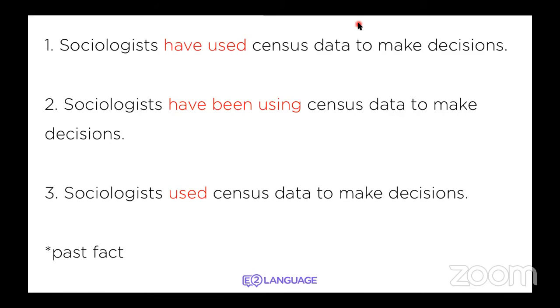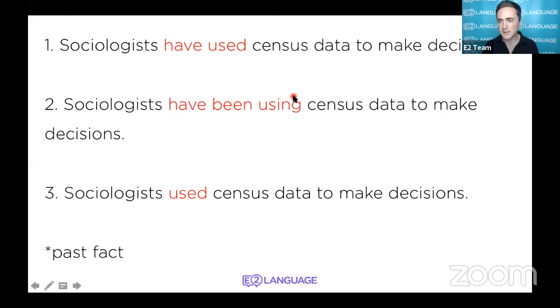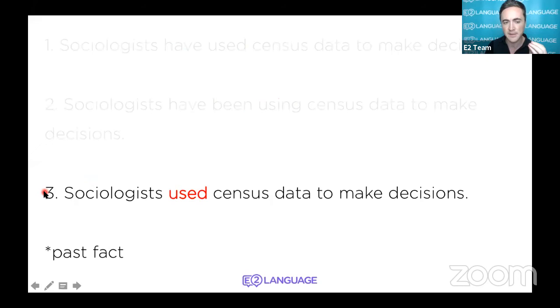Good. Whoop, Mihul, you might want to check yours. And Bharat, please check yours. Good. So if you're going to write a sentence and you want to talk about a past fact, an isolated past fact, you're going to use number 3. Sociologists used census data to make decisions. So this is how you have to think when you're writing accurate sentences. Which verb do I use? Well, it depends on what you're trying to say. Depends on your meaning.